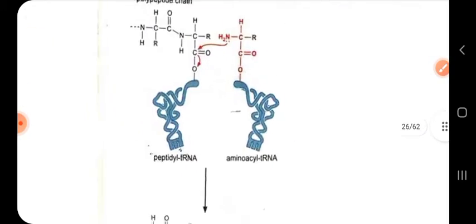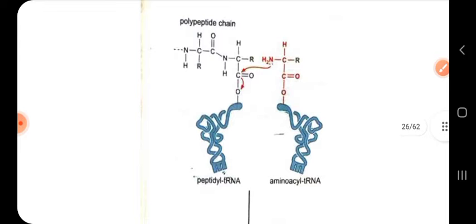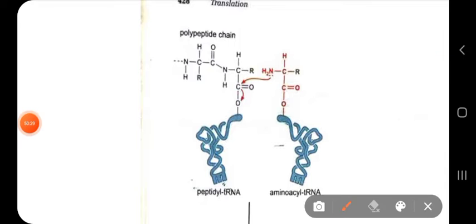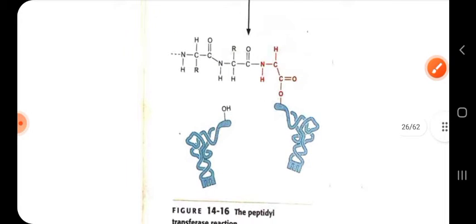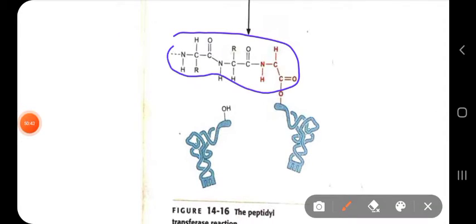Okay, this is the reaction that has been mentioned here. You can see the same thing I have described: how the amino group attacks the carbonyl group of the last amino acid of the peptidyl tRNA, and how the peptide bond formation occurs. This is the peptide bond that you can see.